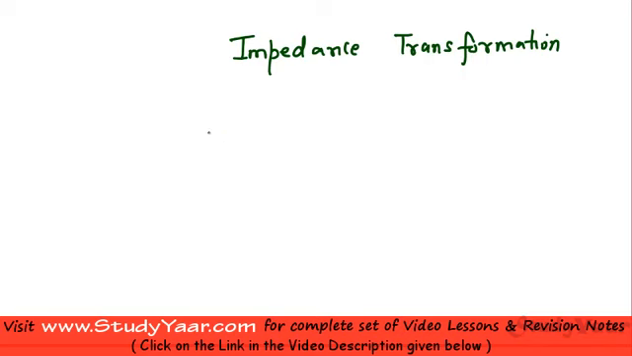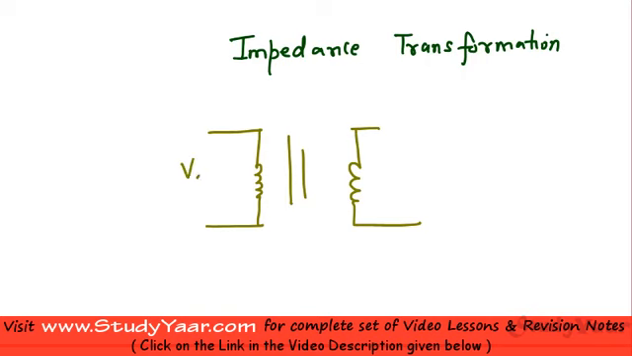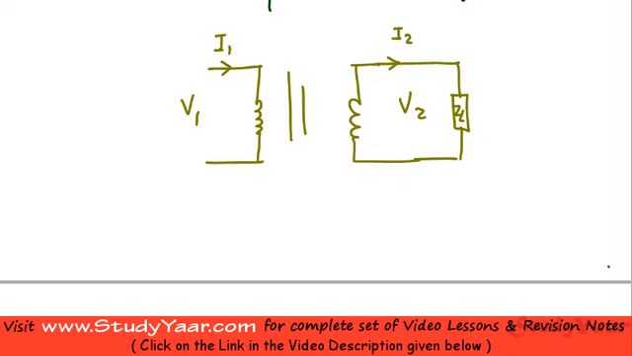Let's just say I have an ideal transformer over here. This is my ideal transformer. Let's just say I have a V1 over here, and a V2 over here. I'm now going to connect a load, and let's say this load is ZL. Let's assume you have a current I2 over here and a current I1 over here. Now what is ZL? Your ZL is equal to V2 upon I2.